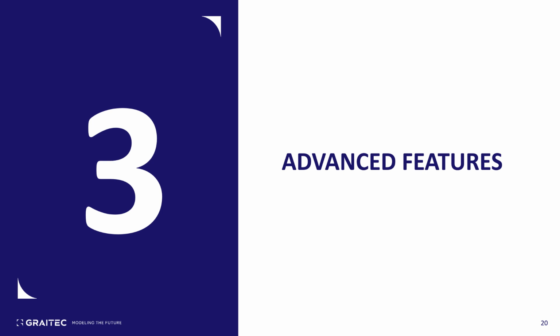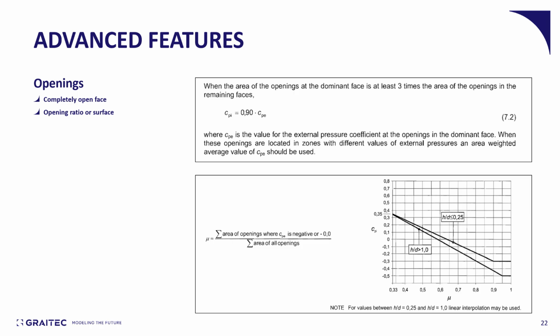So now let's discuss some features and capabilities from the climatic generator that you may not be aware of. For example, Advanced Design lets you define openings on the building faces. You may have one face completely open, and in this case, the internal pressure coefficient is easily computed. But you may also define for each face a certain amount of openings through either an opening ratio or a surface of openings. And in this case, Advanced Design will first compute the mu coefficient, and from that it will find out the internal pressure coefficient.